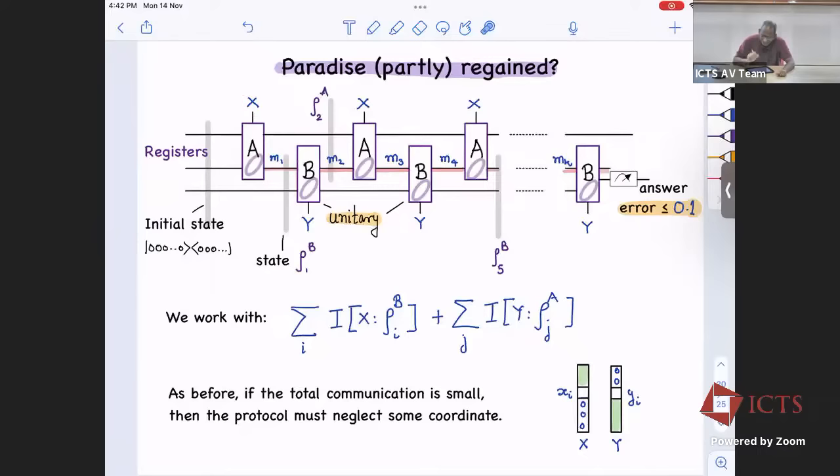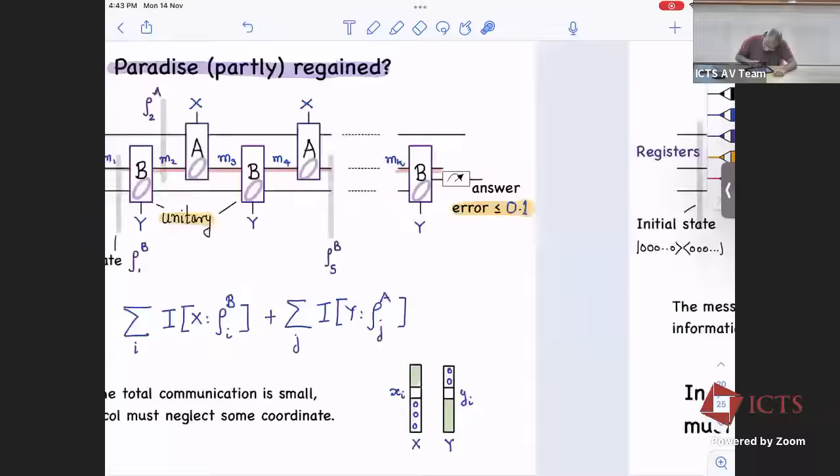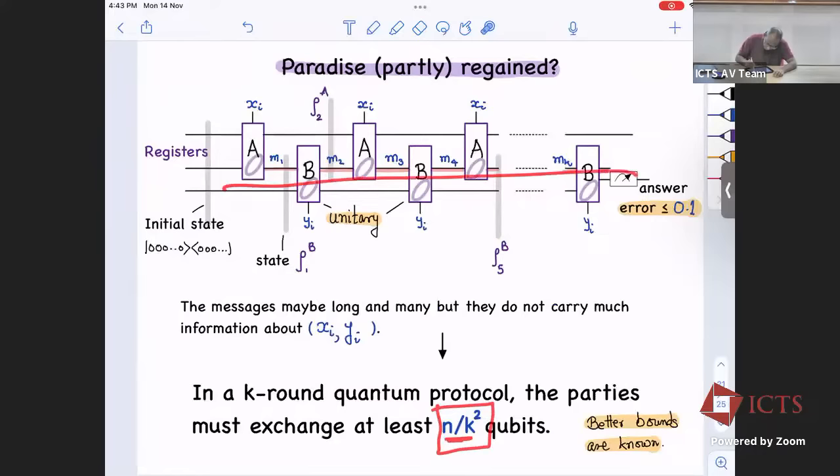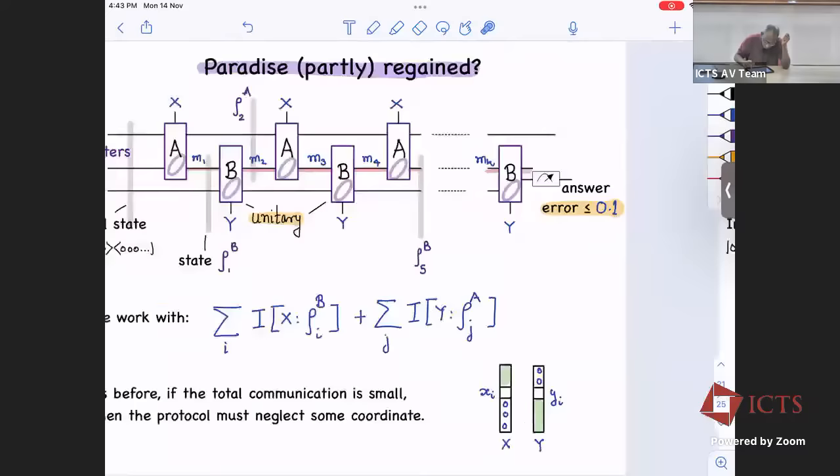But now the end result is that you can show that any k-round quantum protocol for this problem has communication at least n over k squared. So if you allow more rounds, you can reduce the communication. This k squared is not optimal. You can get a lower bound of n over k, and that becomes optimal. In this case, again, the length of the message, the fact that these were long messages, did not matter. The amount of information they contained about this tiny bit is what counted.